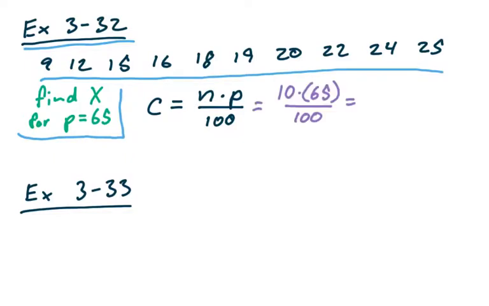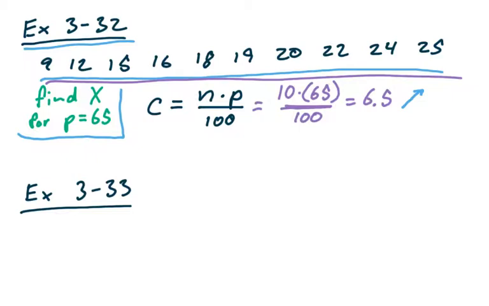Here we do the computation first. We plug in 10 in place of N. There's 10 values in the data set here. We're substituting in the whole number 65 in place of P. Since we are going to divide by 100, we'll just leave that as a whole number somewhere in between 1 and 100. And we obtain 6.5.